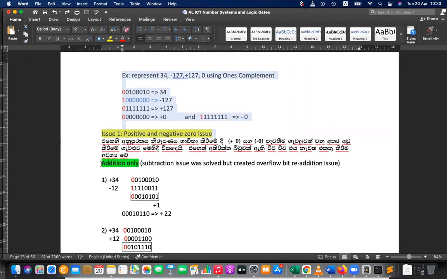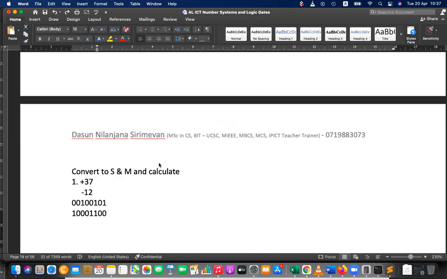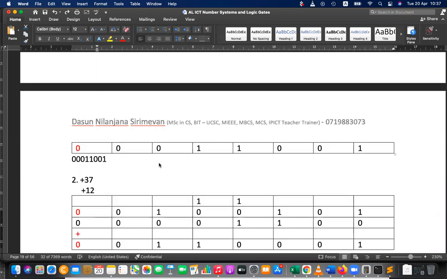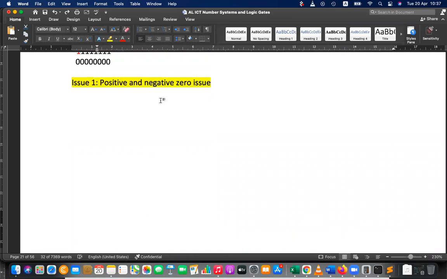But anyway, issue number 2 is solved, because subtraction was solved by creating one's complement. But it has also created another sub-issue, that is the re-addition issue. Just write the English one only. So the issues for sign and magnitude: what is the first issue? The first issue is the positive and negative zero issue. What is the second issue?